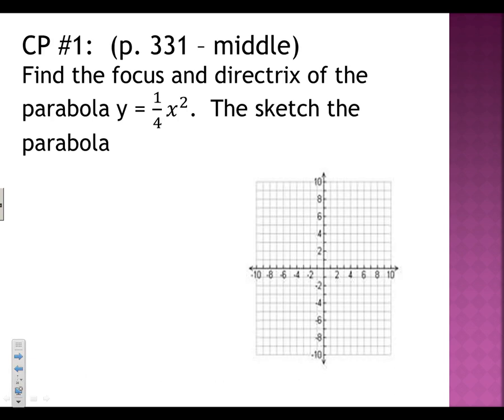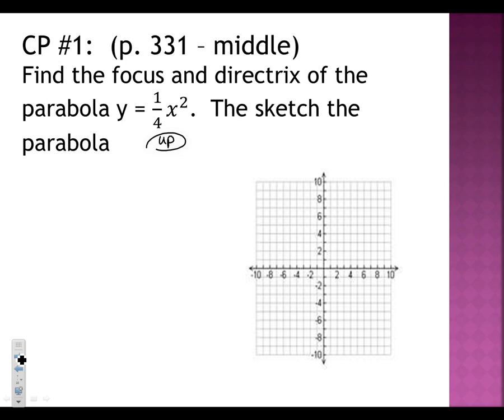So for checkpoint number 1, let's find the focus and directrix of the parabola y is equal to 1/4 x squared. Then sketch the parabola. So the first thing, when I look at this one, I notice that I have a y equals 1/4 x squared parabola. With an x squared term in it, we know this one's going to open up. And I know it's up versus down because my coefficient of the x squared is positive. So that's something that we are all familiar with. But this parabola is going to open up.